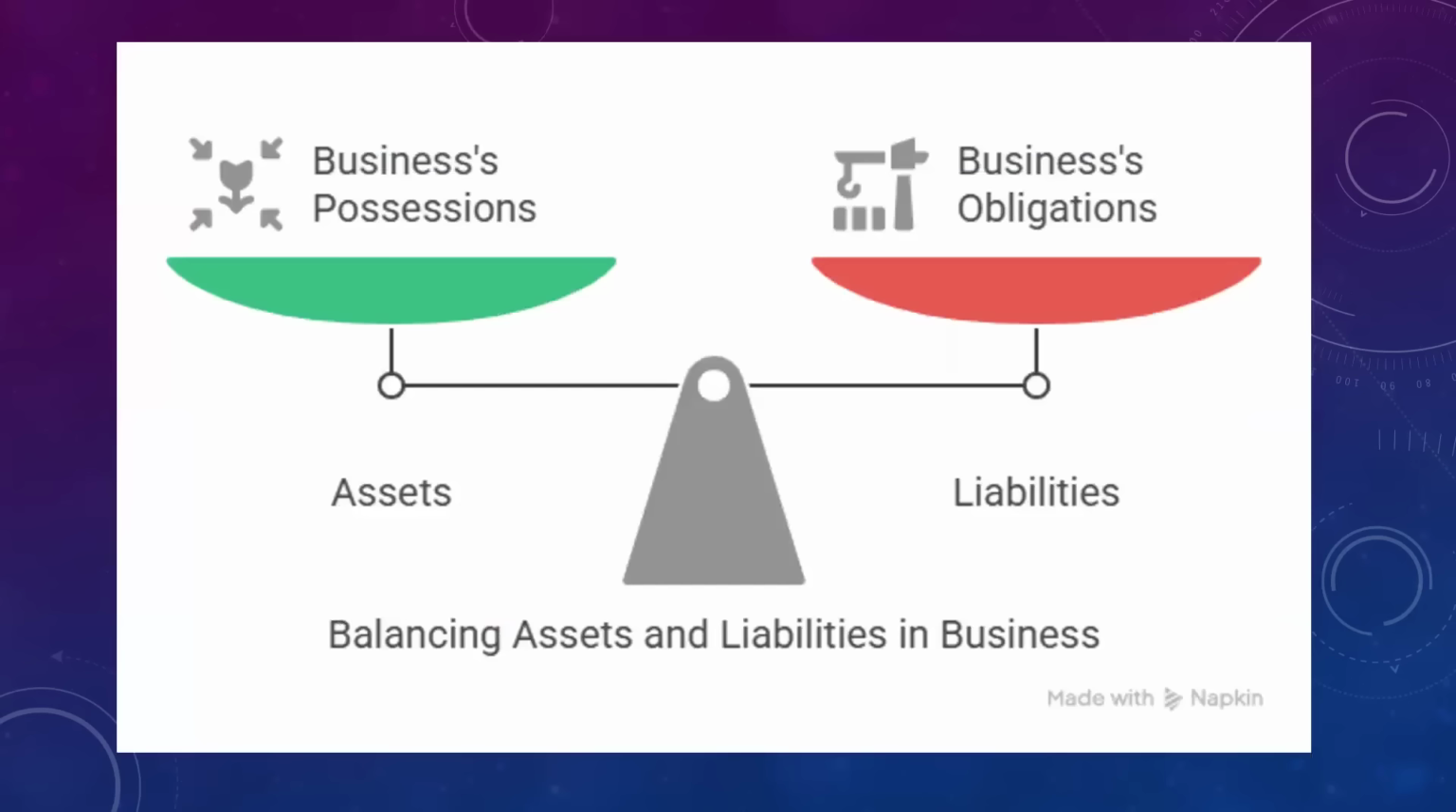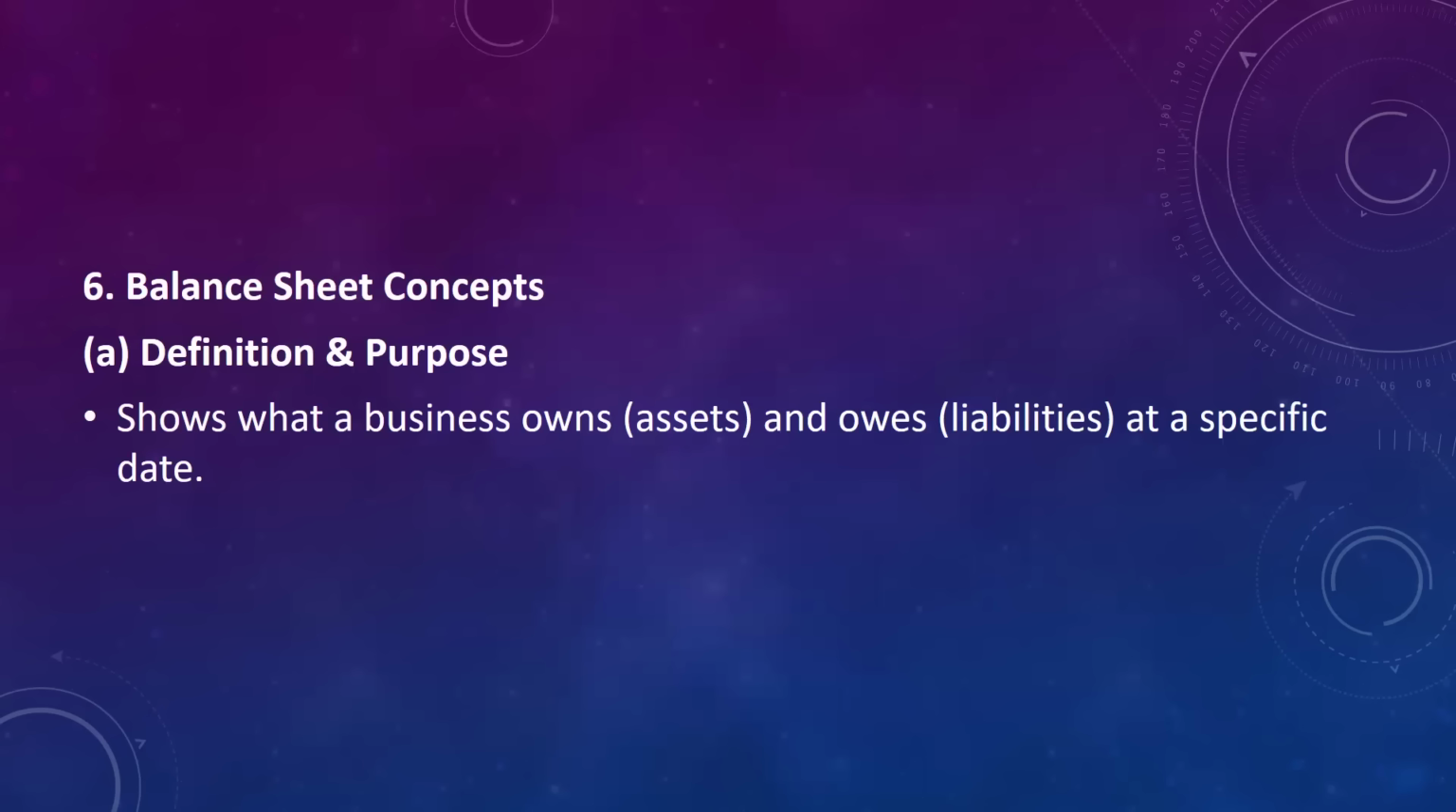And let's take a look, maybe at the balance sheet. The balance sheet shows everything that the business owns and owes up to a particular period. Everything that the business owns is called assets. Everything that the business owes is called liabilities.